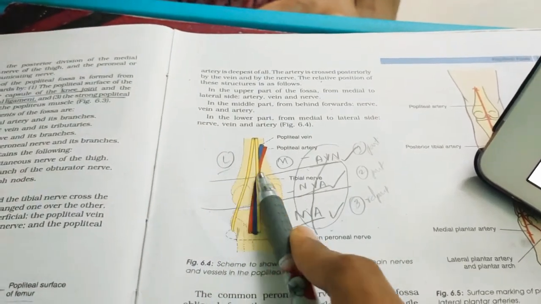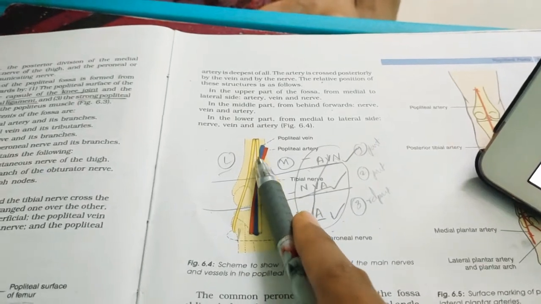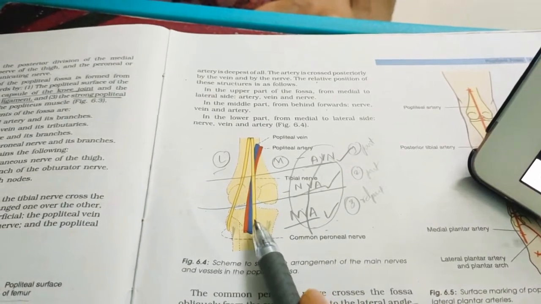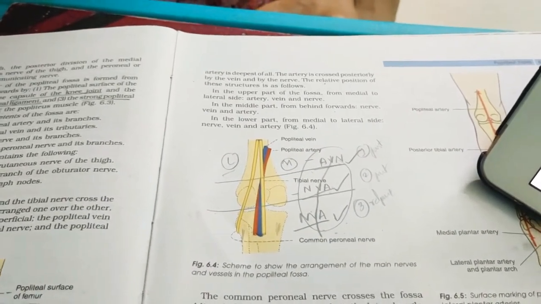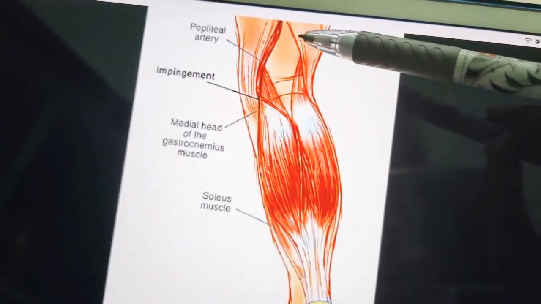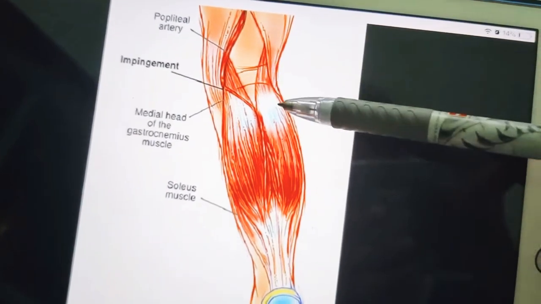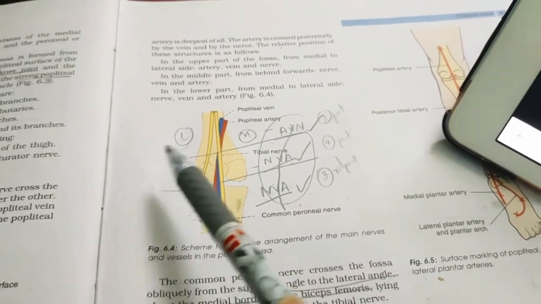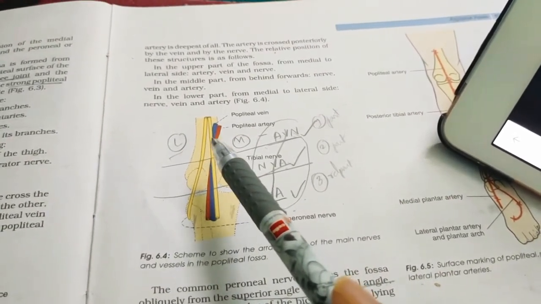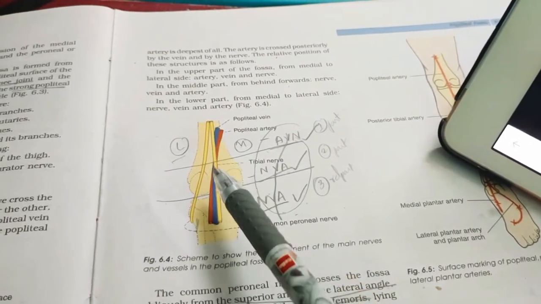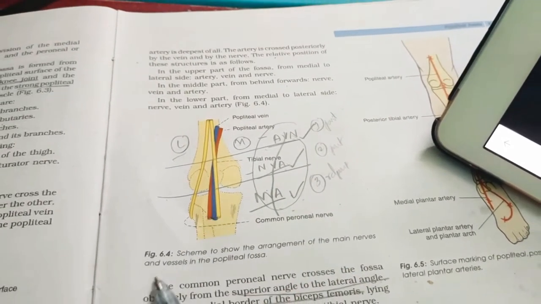At the upper end, both the popliteal vein and the tibial nerve are lateral to the popliteal artery, but at the lower end they are both medial to the artery. This is the posterior relation of the popliteal artery. Before, in the anterior relation, we discussed the popliteal surface of the femur, the back of the knee joint, and the popliteal fascia. In the posterior relation, the tibial nerve and popliteal vein are first lateral to the popliteal artery, but at the lower end they both become medial to it.